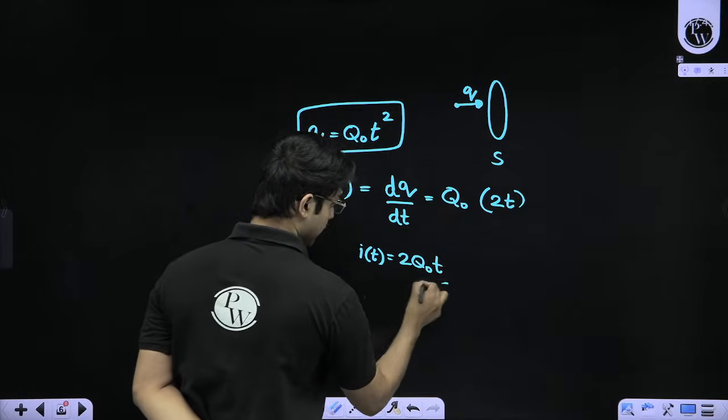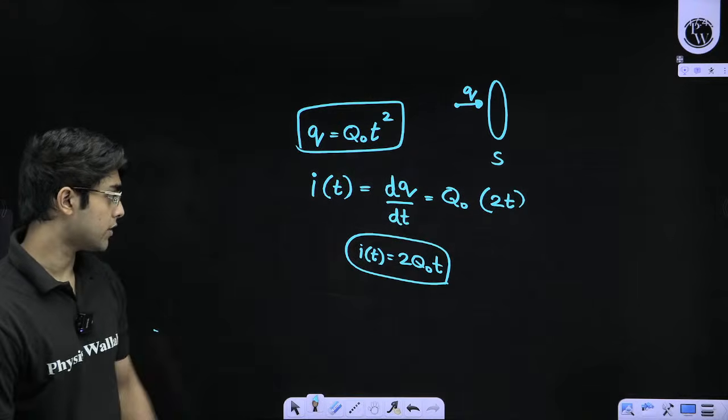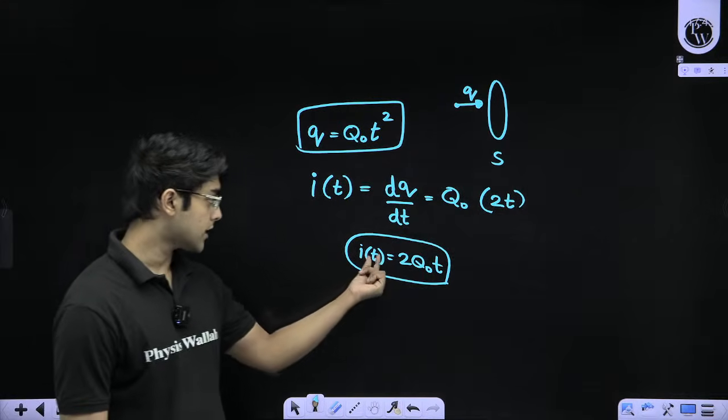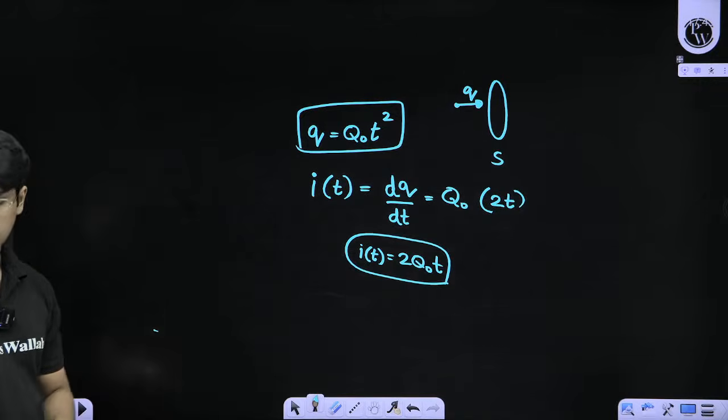So if you put different times in this equation, you will get the current at different times. If you put 3 seconds here, you will get the current at 3-second time, and so on.